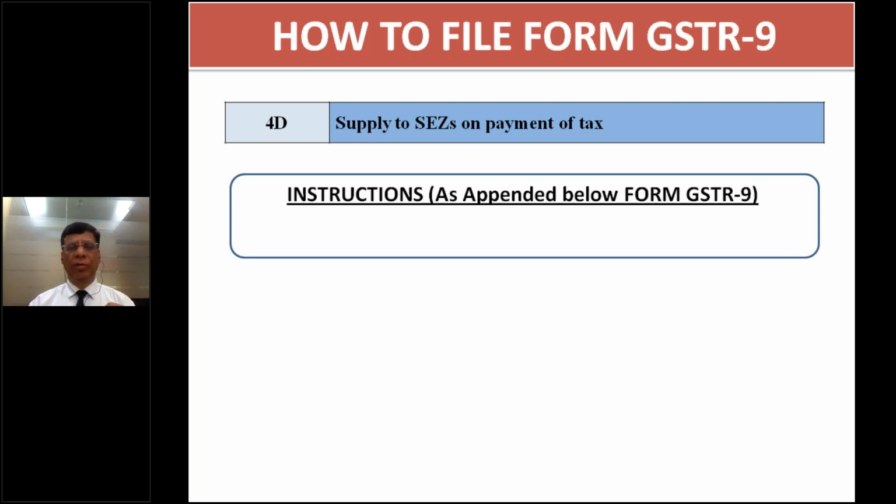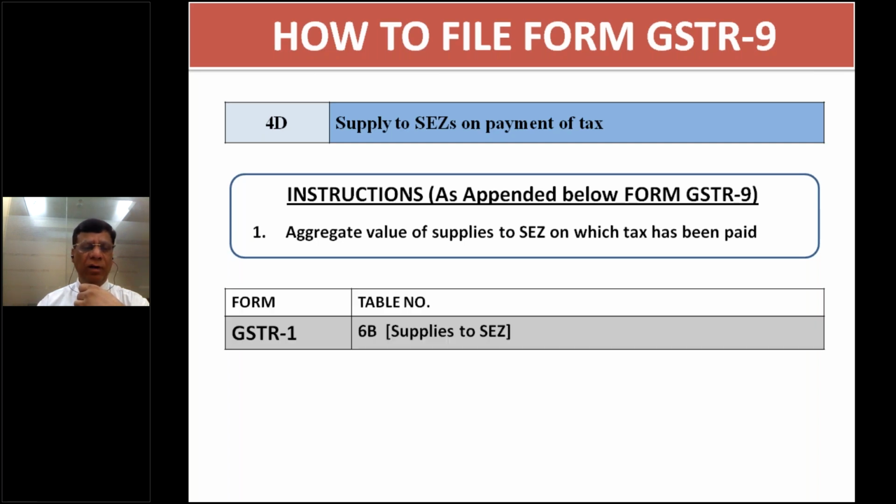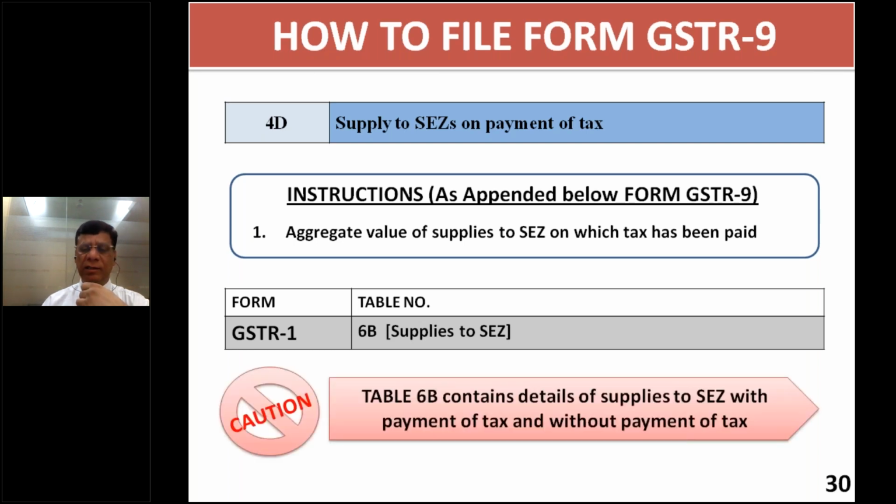4D, supplies to SEZ on payment of tax. Aggregate value of supplies to SEZ on which tax has been paid. Once again, we know that if we want to make sales to SEZ, we have both the options, either to pay tax or to supply to SEZ against LUT. So this figure we have to carve out from 6B, supplies to SEZ. Once again, the same caution that table 6B contains details of supplies to SEZ with payment of tax and without payment of tax.